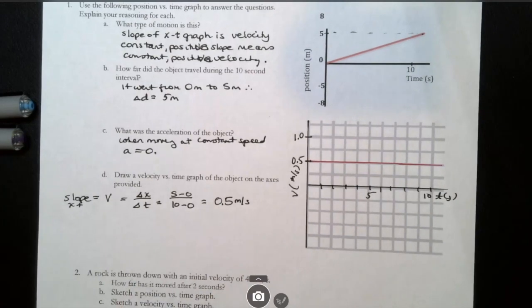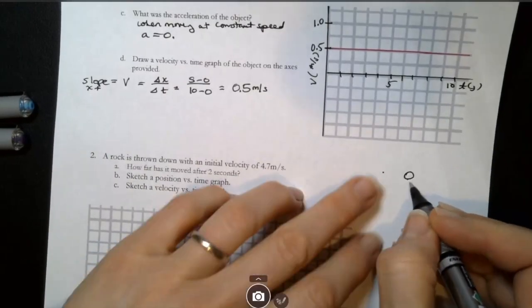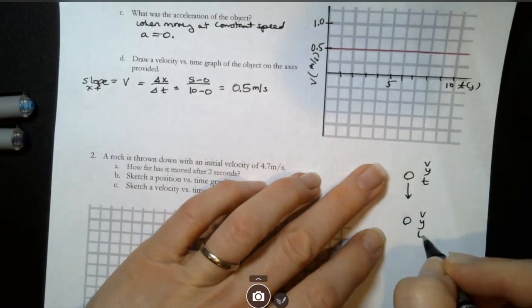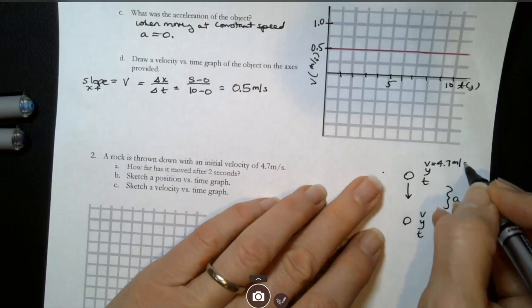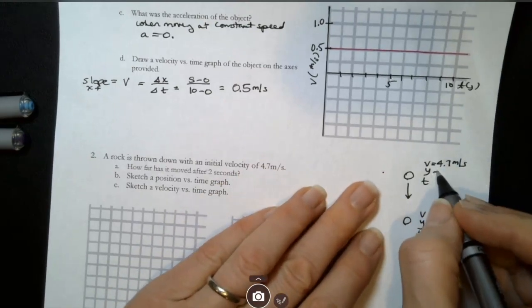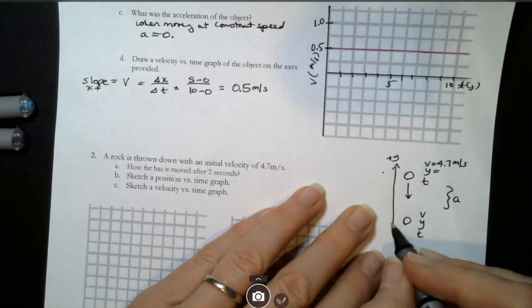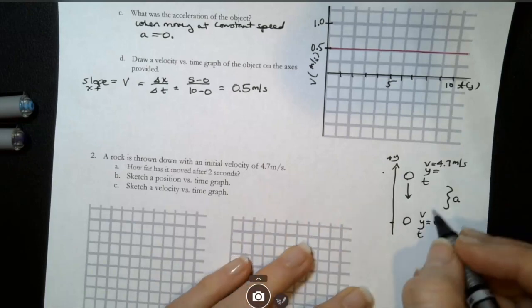A rock is thrown down with an initial velocity of 4.7 meters per second. So let's draw that. v, y, t, acceleration. So the initial velocity is 4.7. And we can say that up is positive. You can make your y position 0 at the bottom or 0 up here. I'm going to make mine at the bottom.